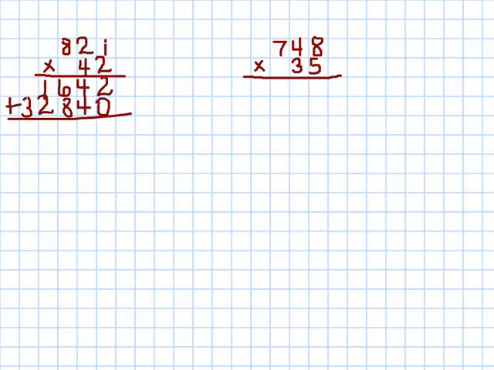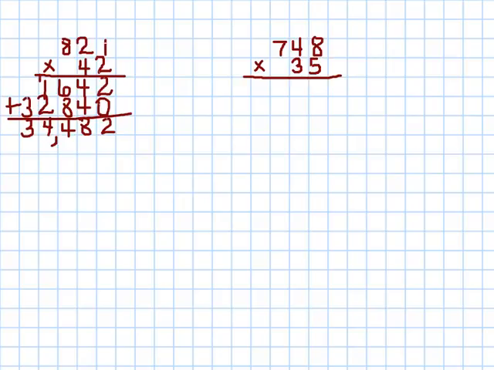2 plus 0 is 2. 4 plus 4 is 8. 6 plus 8 is 14. Carry the 1. 2 and 1 and 1 is 4. And nothing in 3 is 3. So my answer is 34,482. And try one more.